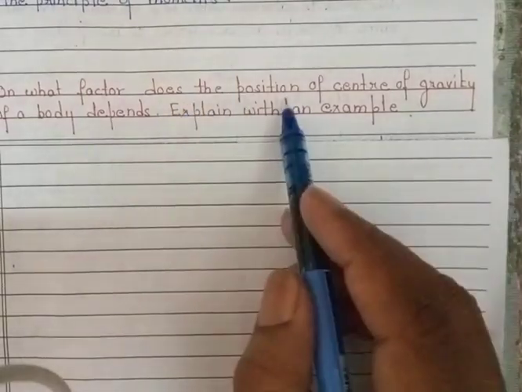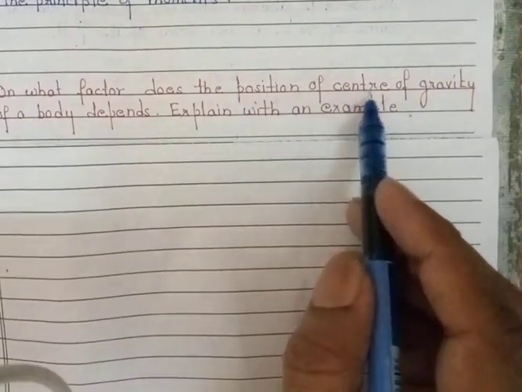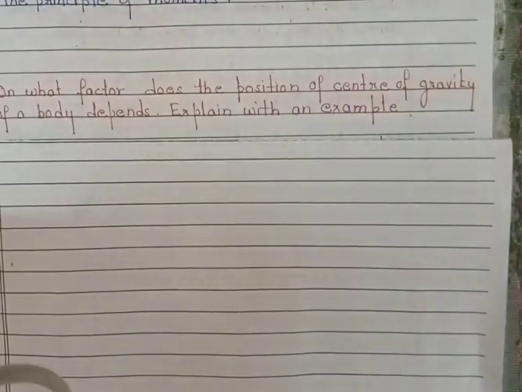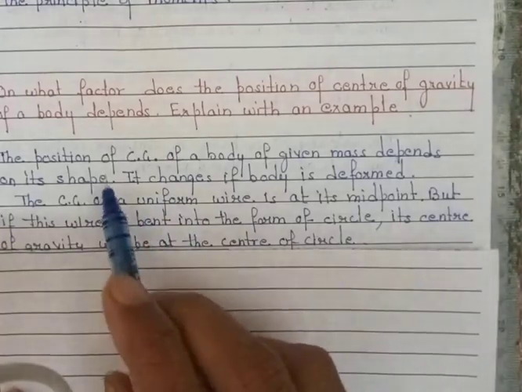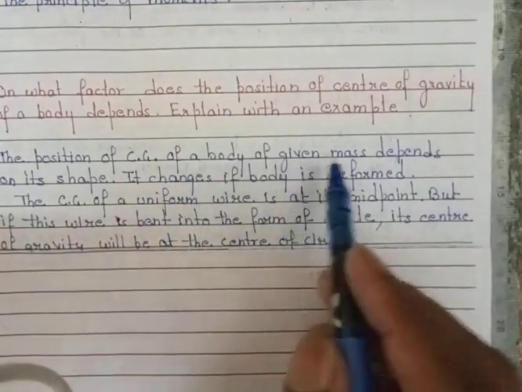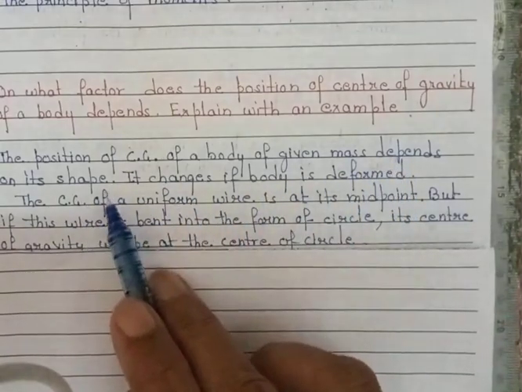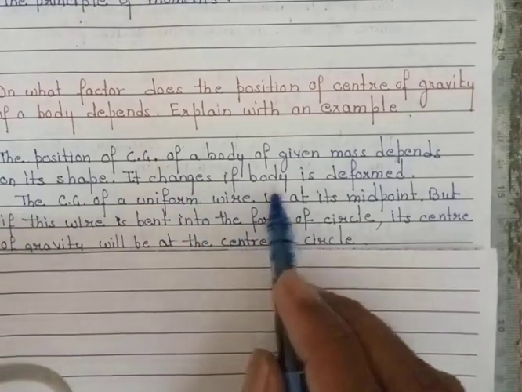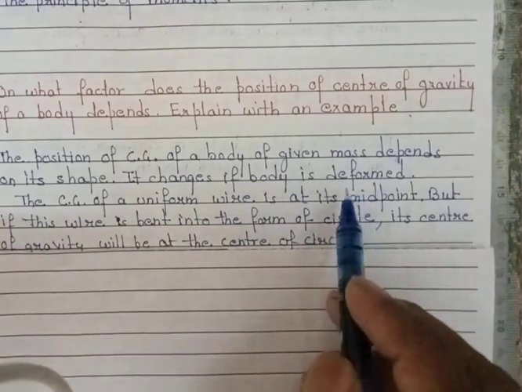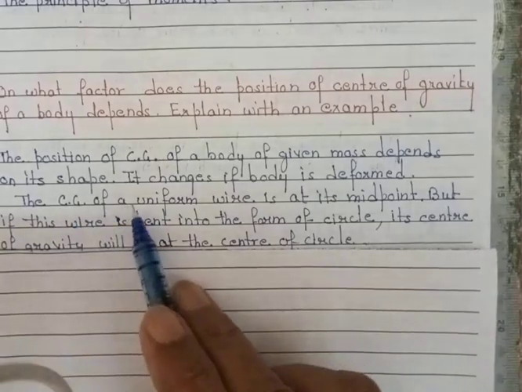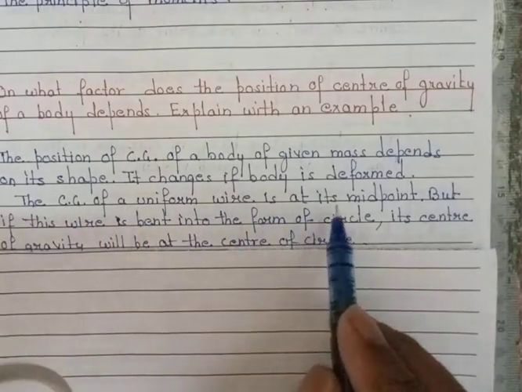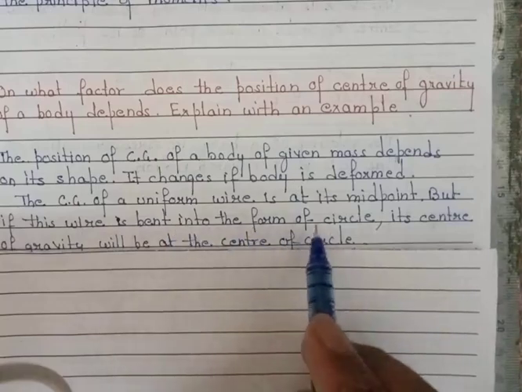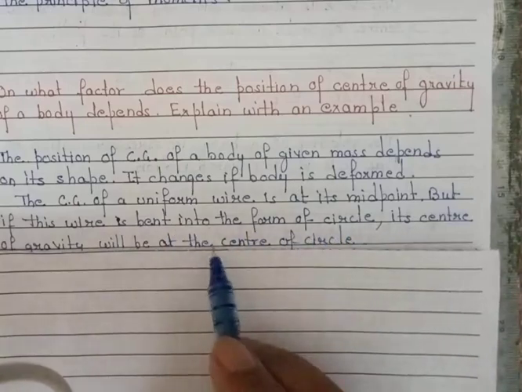On what factors does the position of center of gravity of a body depend? And we have to explain this with an example. Okay, the position of center of gravity of a body of given mass depends on its shape. It changes if body is deformed. The center of gravity of a uniform wire is at its midpoint. But if this wire is bent into the form of a circle, its center of gravity will be at the center of circle.